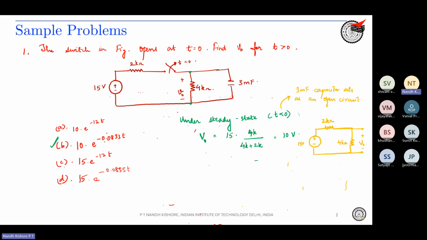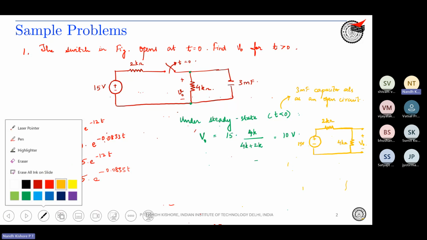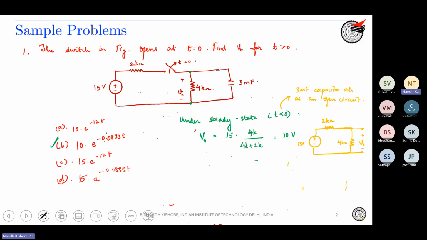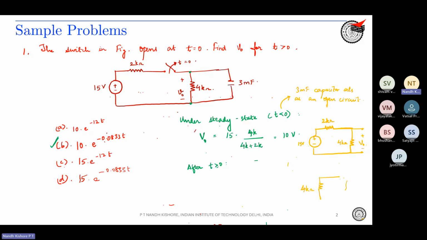Now there is no other active source. Once the switch is opened, what happens? The active source is disconnected. So after t more than 0, your switch is disconnected and there is no active source. Therefore, you only have the 4K resistor and a charged capacitor. There is a charged capacitor of 3 millifarad, with an initial charge of V naught.